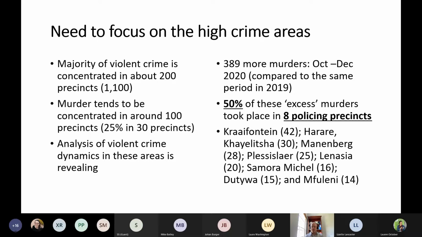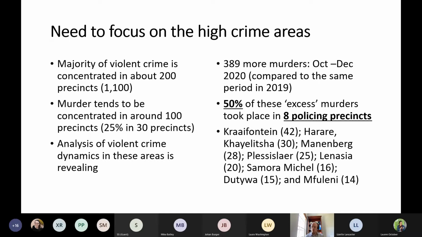So what I did was write an opinion piece for News 24. It came out, I think, earlier this week. Unfortunately, it's behind a paywall. But I was interested to see the increase in murders in 2020 compared to the same period in 2019. If you look at the numbers, there were about 389 excess murders in October to December 2020 compared to 2019.